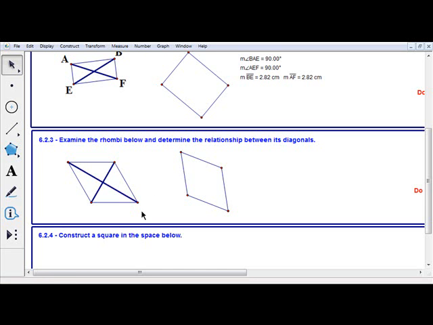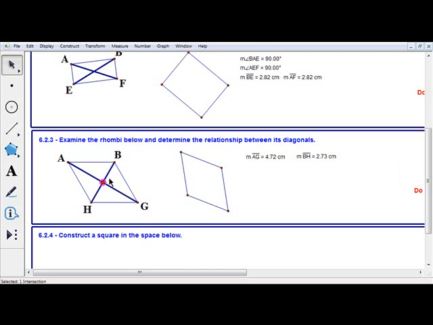from just looking at it, does it look like the diagonals are equal in length in this case? No. Okay, so that doesn't have to be true in a rhombus. It's only true for what type of parallelogram? A rectangle, right? So it doesn't have to be true. It might be, but it doesn't have to be.